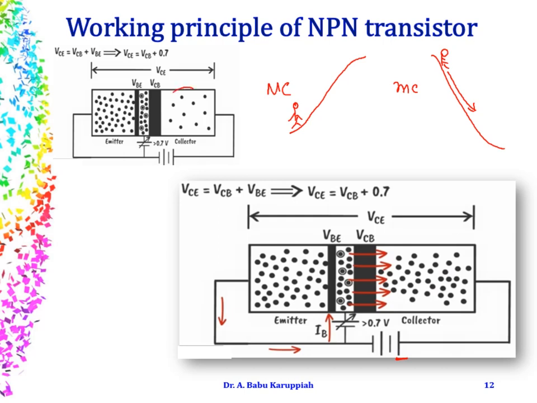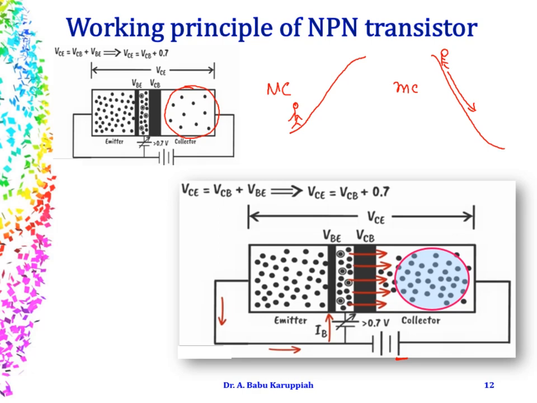Now note the difference. Here there was a moderate number of electrons present in the collector region. After application of bias, the number of electrons in the collector region increases. We will now try to bring in the direction of flow of current here, so that we will try to understand the different current components of an NPN transistor. Now we have seen the working principle of an NPN transistor. Now we will see what the different current components are.